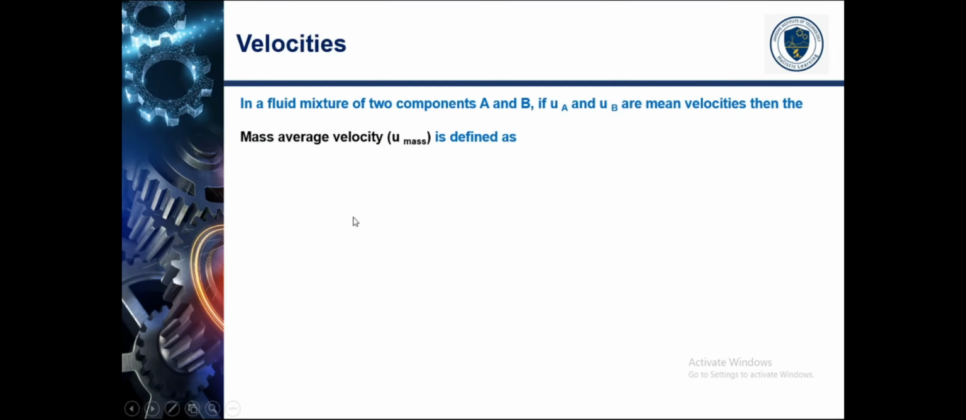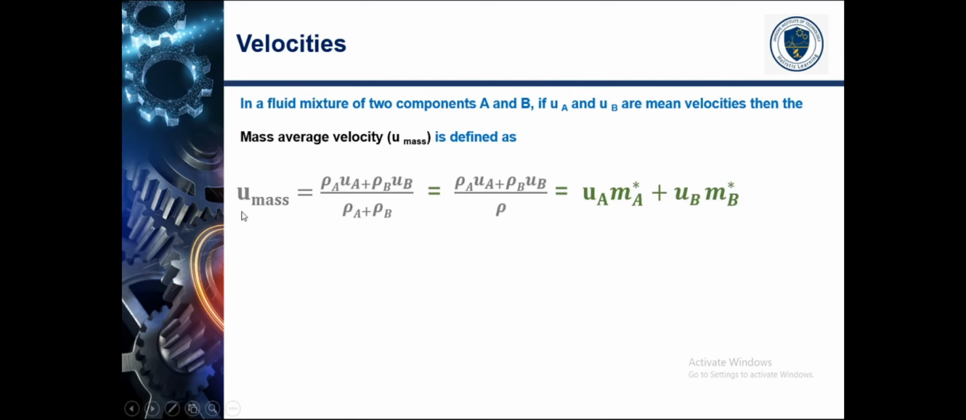Now we move on to the various velocities to be considered in mass transfer. The first velocity is the mass average velocity. In a fluid mixture which contains two components, species A and species B, species A moves with an average velocity of UA and species B moves with an average velocity of UB. The mass average velocity for the system is calculated with this formula: U mass = (rho A UA plus rho B UB) divided by (rho A plus rho B). As per the summation rule, rho A plus rho B is equal to rho.